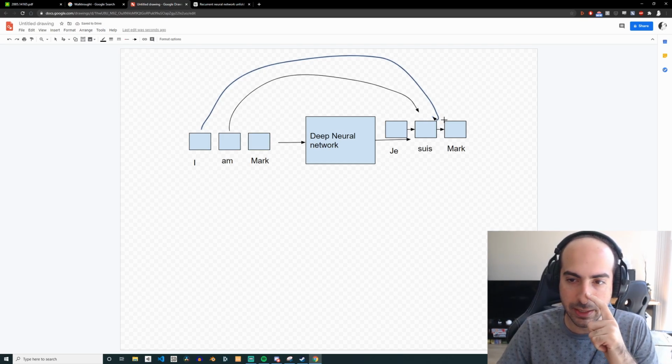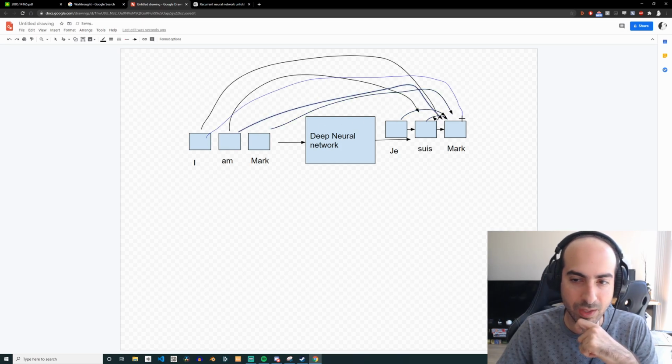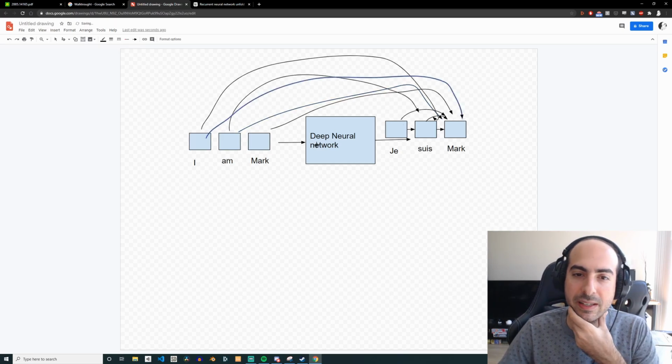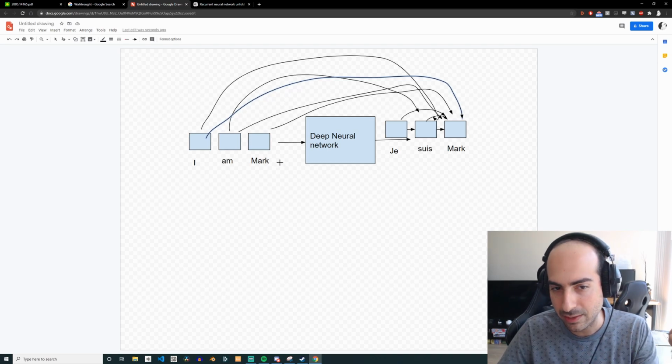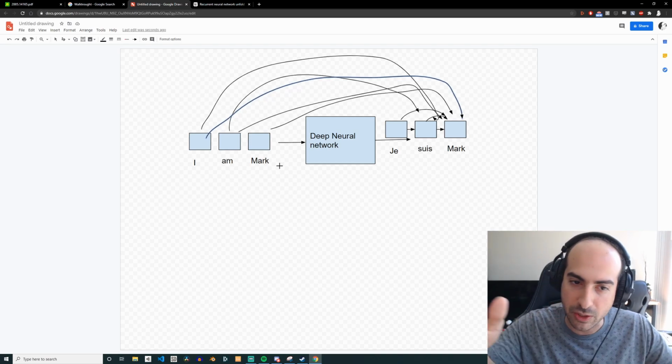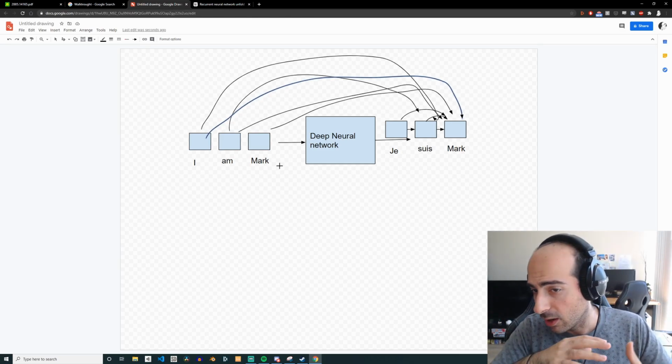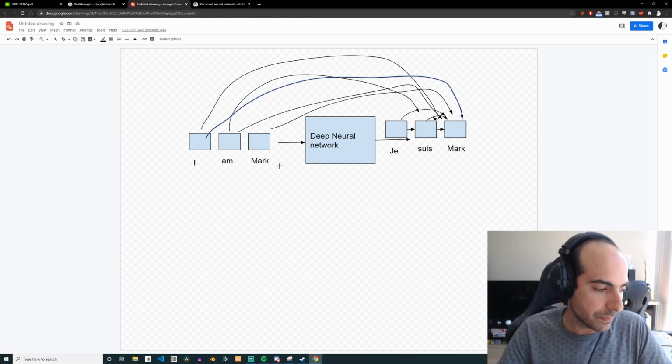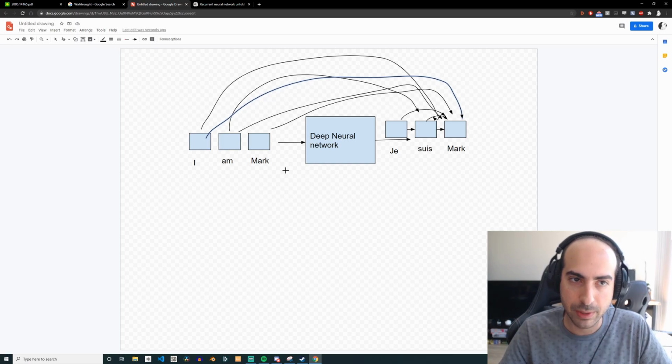And then similarly, Mark here would take in this, and it would take in this, and it would take in this. It would take in everything. The idea here is that, as opposed to just telling the network to pay attention to the past encoder input, you give it the option to pay attention to all other input tokens. And this helps you build much more robust translations.